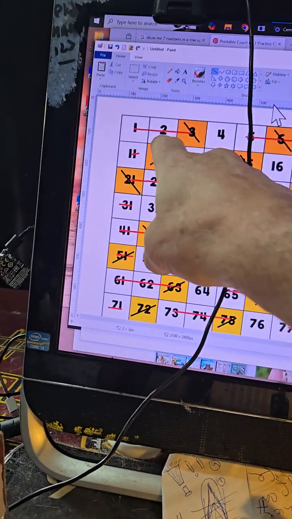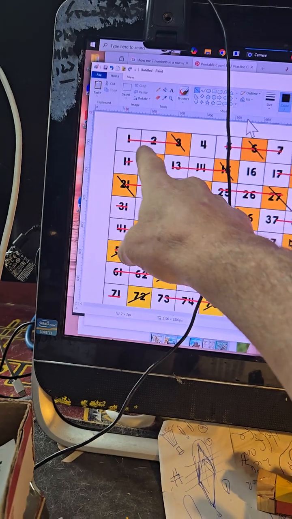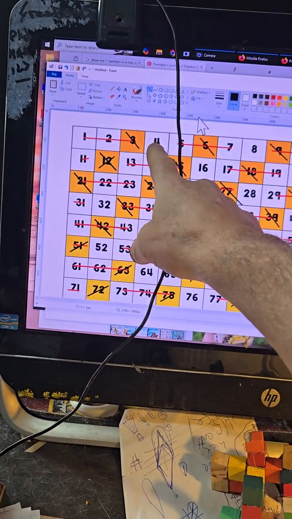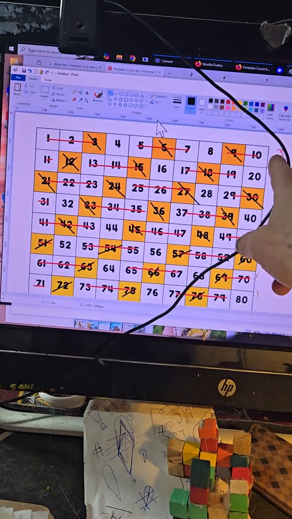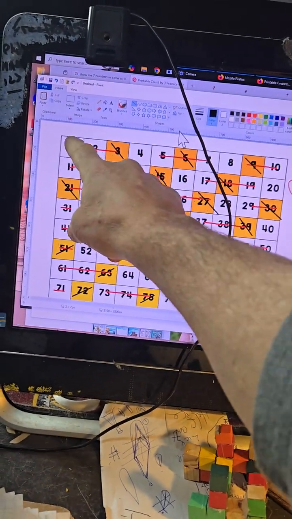So when you're counting by twos, you'll go one, you got the two. You go one, you got the two. So it's one, one, one, one, one, one, right? And you're counting by two, 2, 4, 6, 8. You have one, right? Then you'll have one.